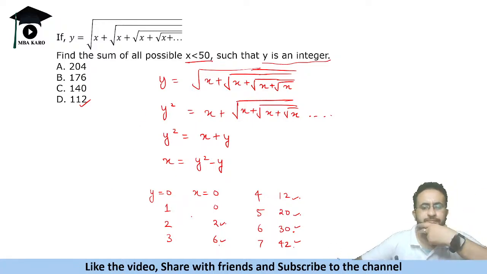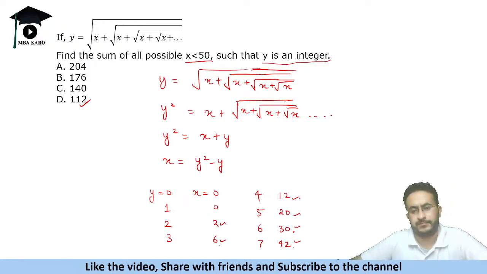You can start from this and get an answer. See, y is this. When you take the square of this, it will be x, because the under root part will go away. So x plus the same thing, which goes till infinity, remains in this bracket. So it is x plus y again. So x is y square minus y. So put y as a positive number only. It cannot be negative because it is a root. The root of a number cannot be negative unless the symbol is given as negative. So take the values, find the values of x and add.